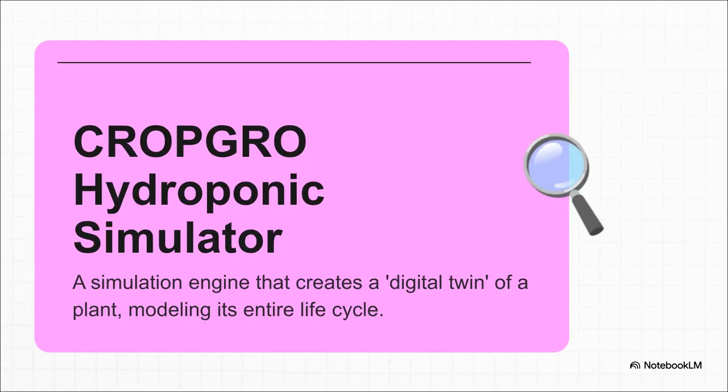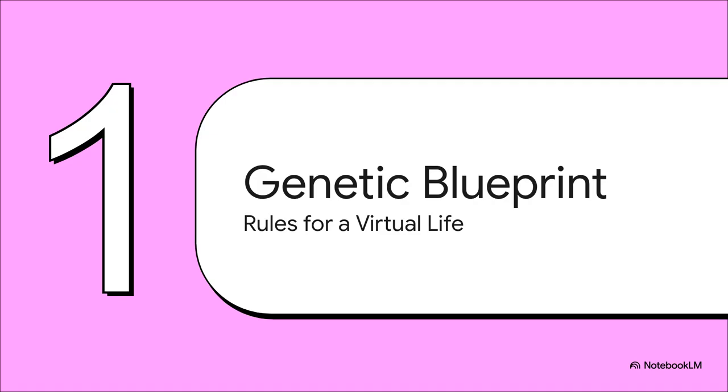Now, what we're looking at is a piece of software called the Enhanced Crop Grow Hydroponic Simulator. But forget thinking about lines of code. Seriously, just get that out of your head. A better way to think about this is as a recipe for a digital twin, a perfect virtual copy of a real plant that lives its entire life inside a computer. So how on earth do you build a plant from ones and zeros? Well, it's kind of like the real thing.